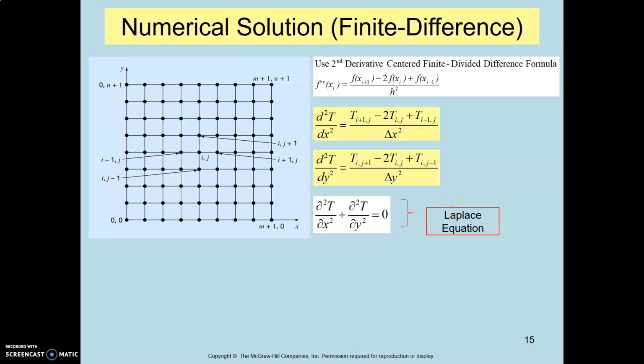Next, we will discuss the numerical method, which is the finite difference in solving the PDE. So this is the PDE that we have, which is known as the Laplace equation, and it is one of the elliptic PDEs.